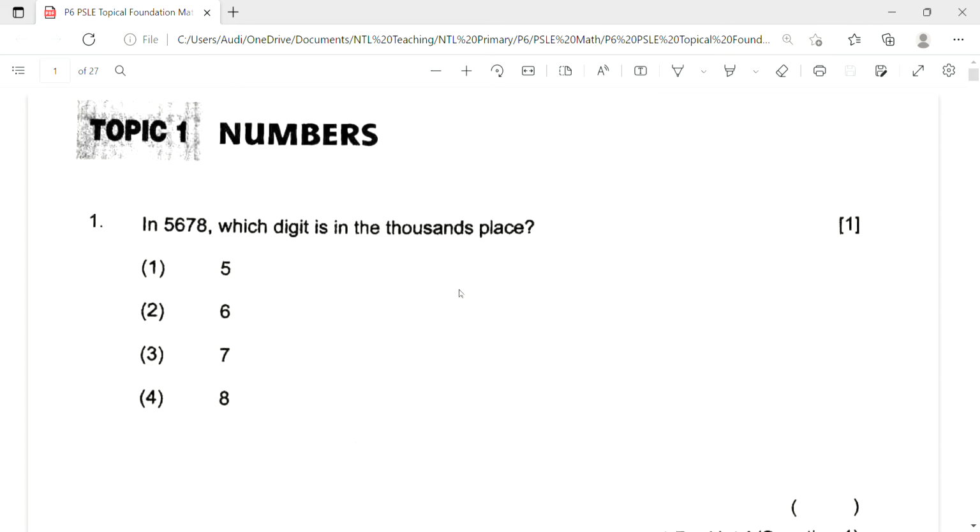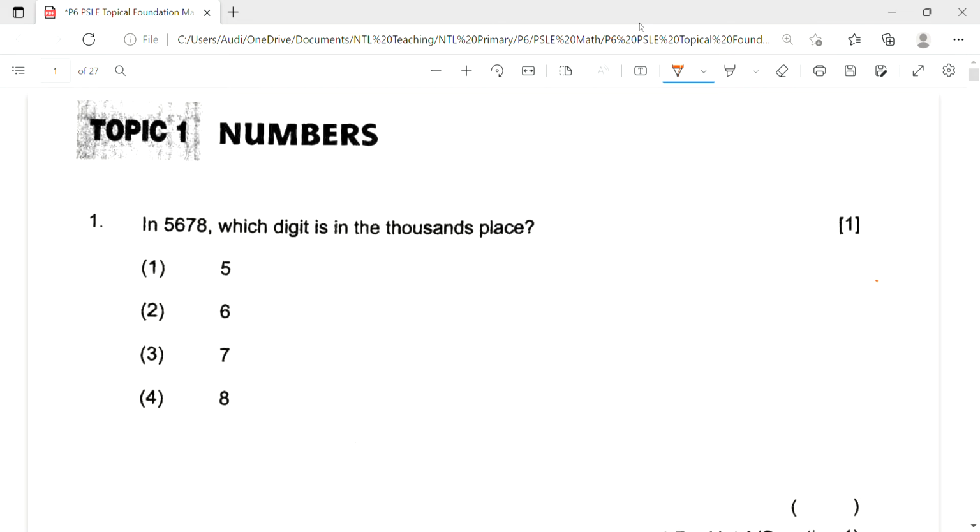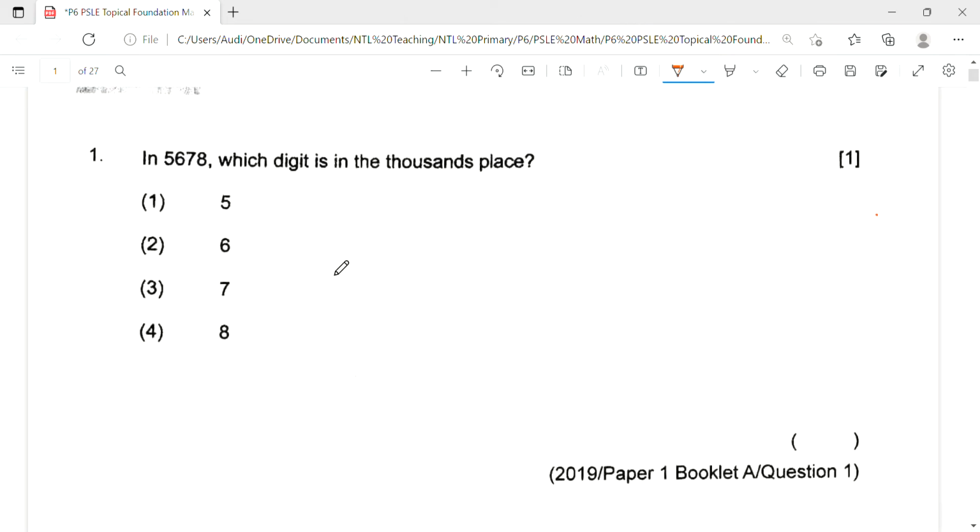Okay, so this is the foundation math topical past year questions, and I just want to explain how we can do these questions. Bismillah.